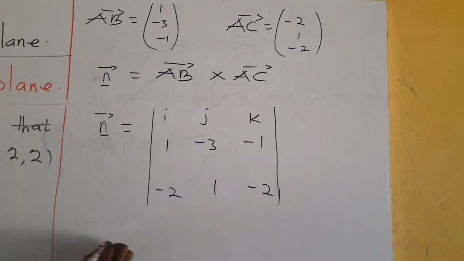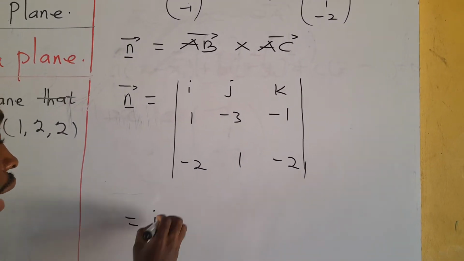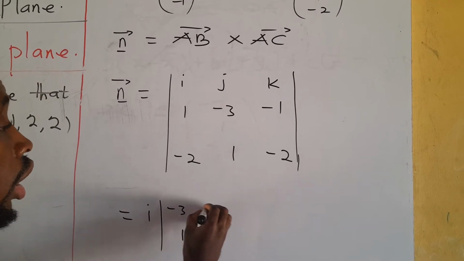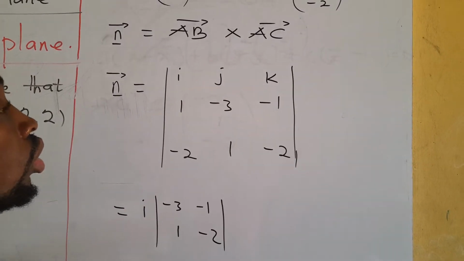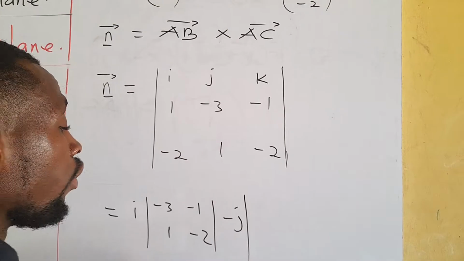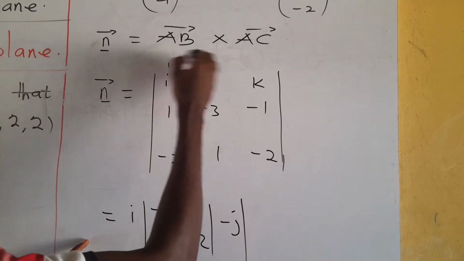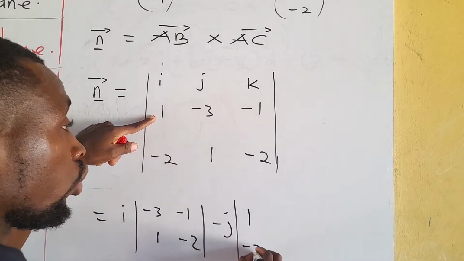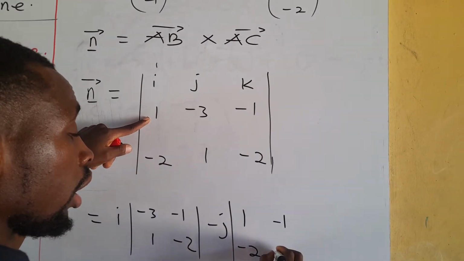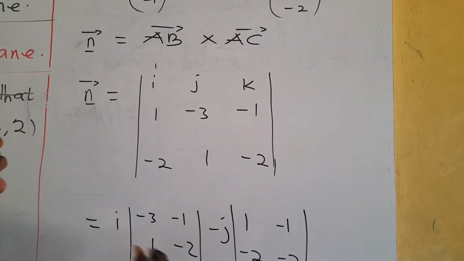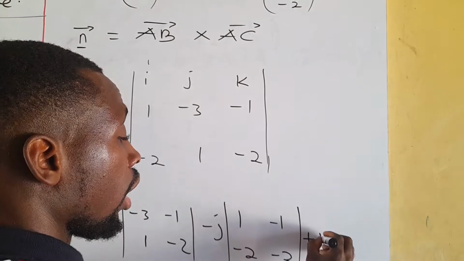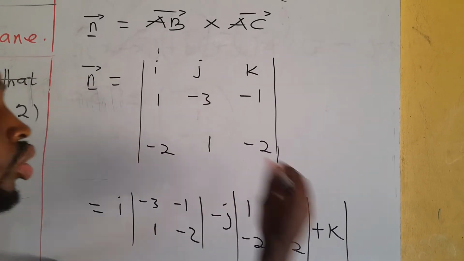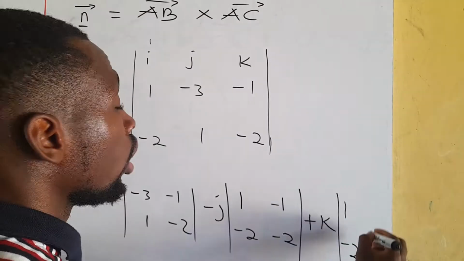So how do we do that? This will be i, the determinant of negative 3, 1, negative 1, negative 2, minus j, if you remember very well, I'm using plus, minus, plus. So we have 1, negative 2, negative 1, negative 2. Then plus k, so we'll not take what is under it. So we have 1, negative 2, negative 3.